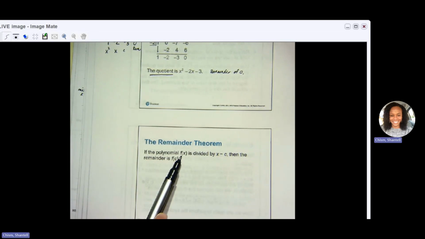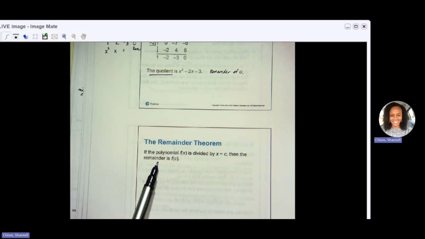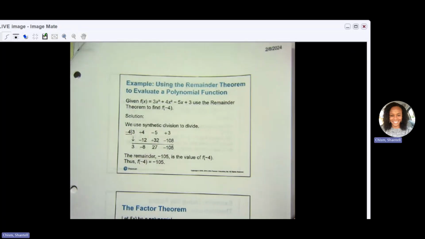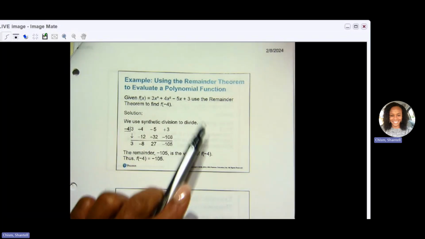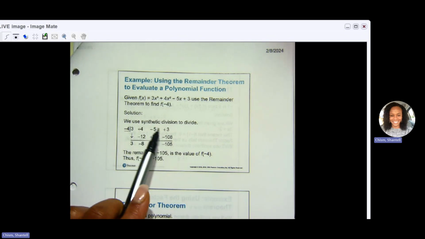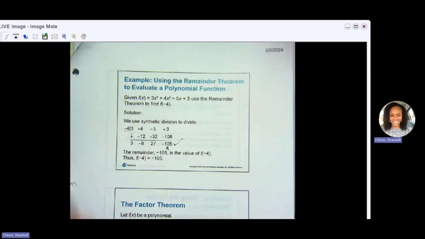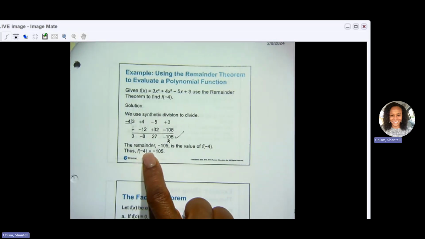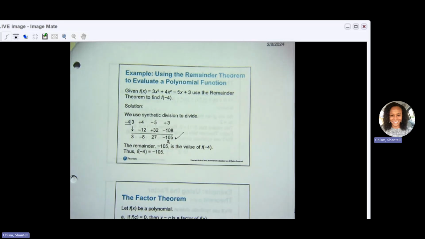So again, that was the remainder theorem. If a polynomial f of x is divided by x minus c, then that just means the function evaluated at c is equal to the remainder. Okay? And then that's verified here. It just says, given the function, use the remainder theorem to find f at negative 1. So if you were to use synthetic division, here is your remainder, and you're verifying that f at negative 4 is that same remainder value. Okay?